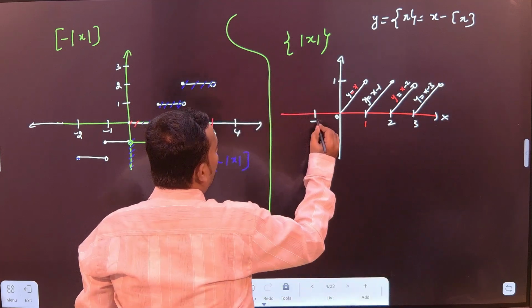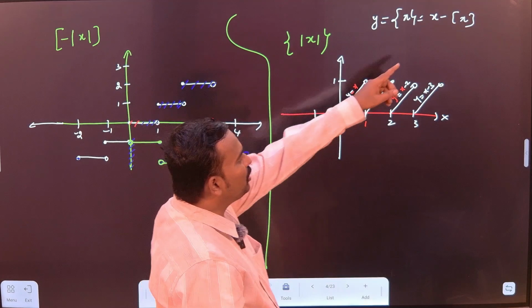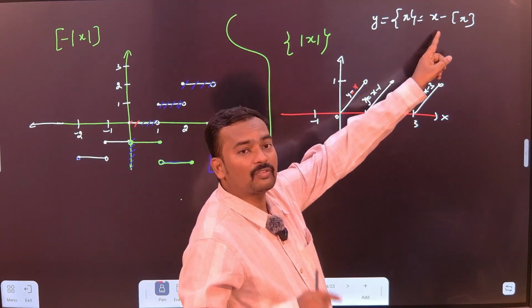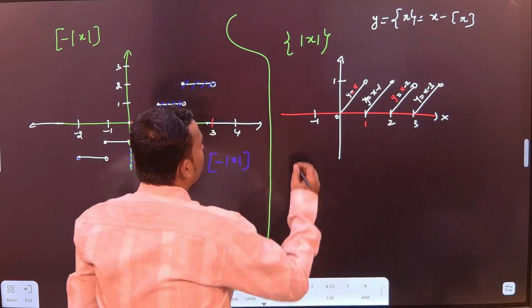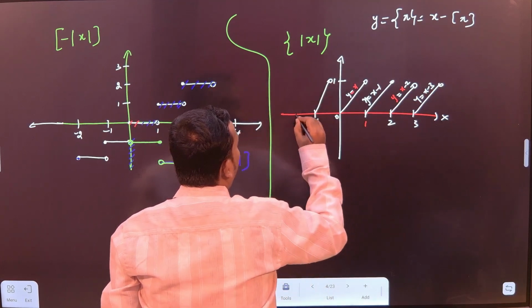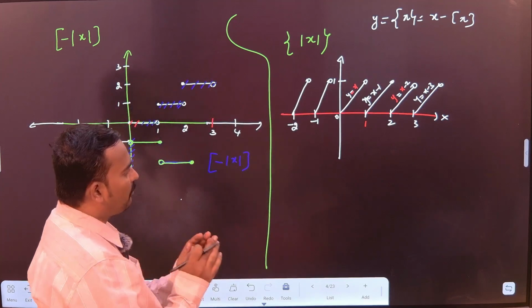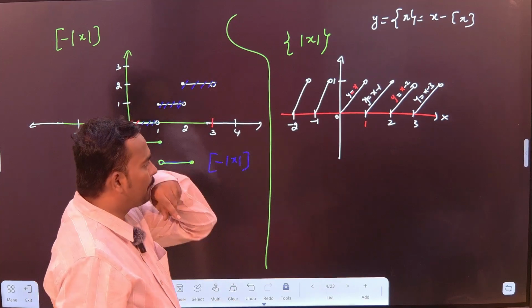Then if I take here minus 1. Minus 1 to 0, the greatest integer value is what? Minus 1, that is x minus of minus 1, x plus 1, right? Okay, this graph. Minus 2 you can take, that is x plus 2. This is the fractional part function's graph, okay?